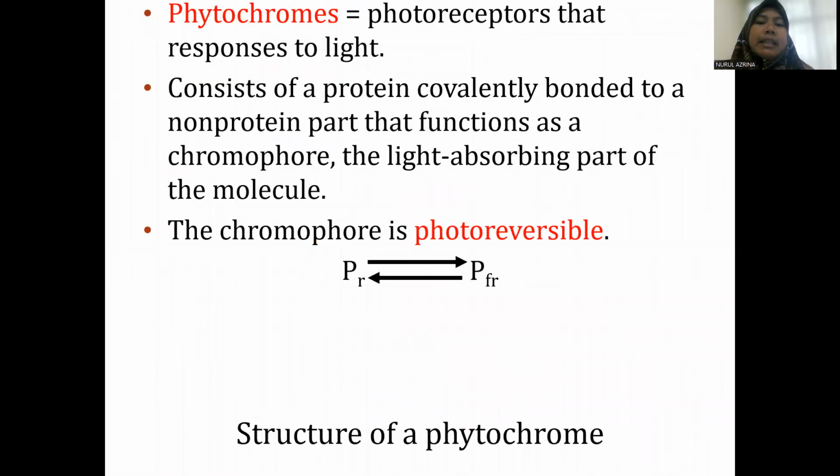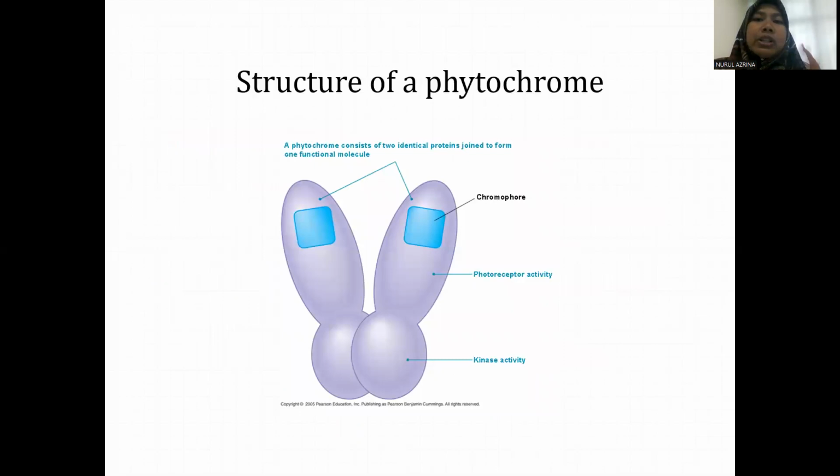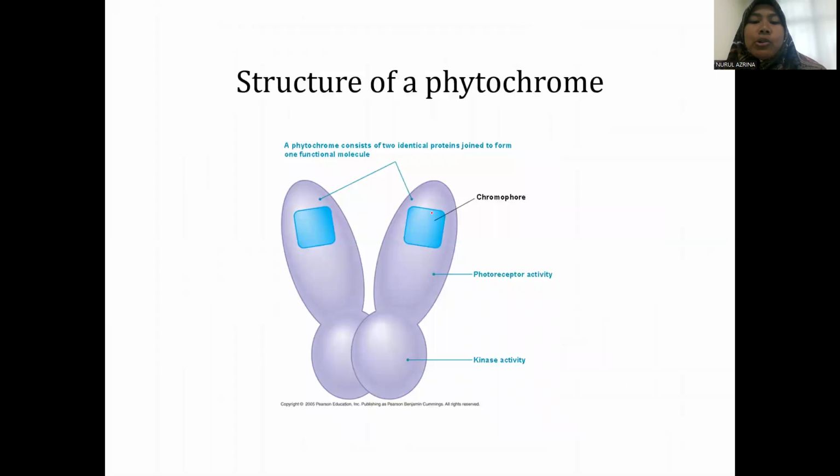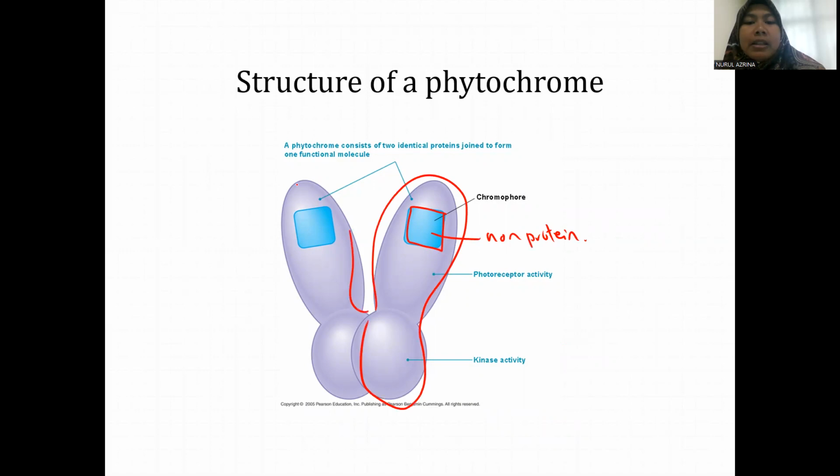Let's see this picture. This is the structure of phytochrome. Remember, phytochrome consists of protein covalently bonded to the non-protein part known as the chromophore. So this is the chromophore, the non-protein component, and these are the protein component. The chromophore acts as the light-absorbing part of the phytochrome.